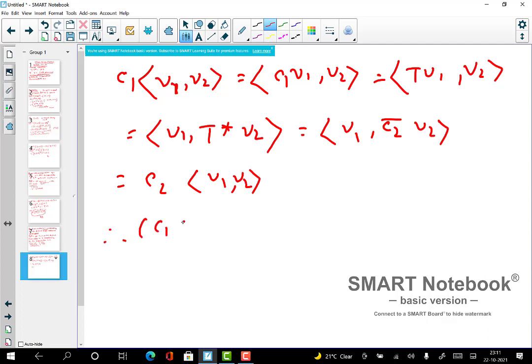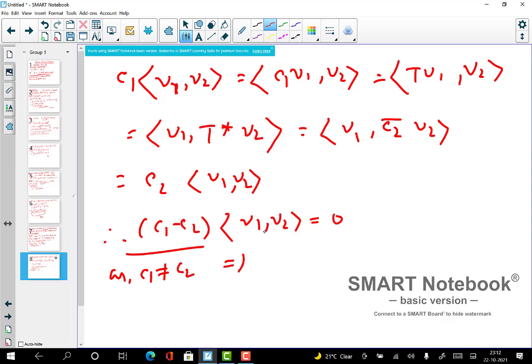So what you have is (c1 minus c2) times the inner product of v1 and v2 equals 0, right? But c1 and c2 are distinct, c1 not equal to c2, so this implies the inner product of v1 and v2 must be 0. So this is the proof, and it means v1 and v2 are orthogonal to each other. In a general vector space, we know that eigenvectors corresponding to distinct eigenvalues must be linearly independent, but more is true for normal operators: the eigenvectors of distinct eigenvalues are actually orthogonal to each other. So these are very important properties.